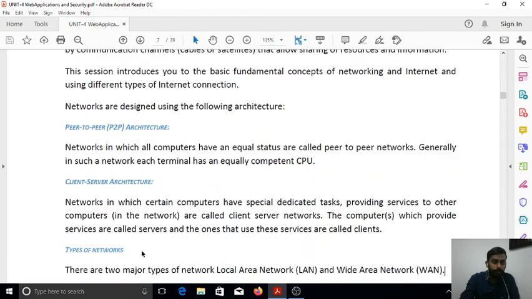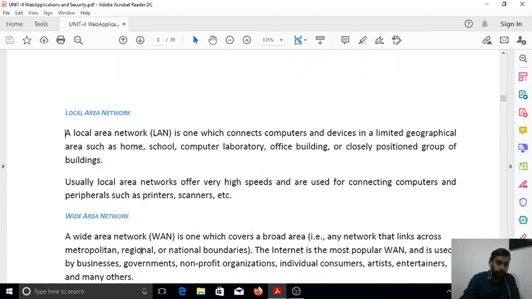Now we can move on to types of network. There are mainly two types of networks in our curriculum: local area network and wide area network. In addition to these, we have a number of other networks available, like metropolitan area network (MAN) and personal area network (PAN). There are different types of network available, but in our syllabus we have only two types for discussion: local area network and wide area network.